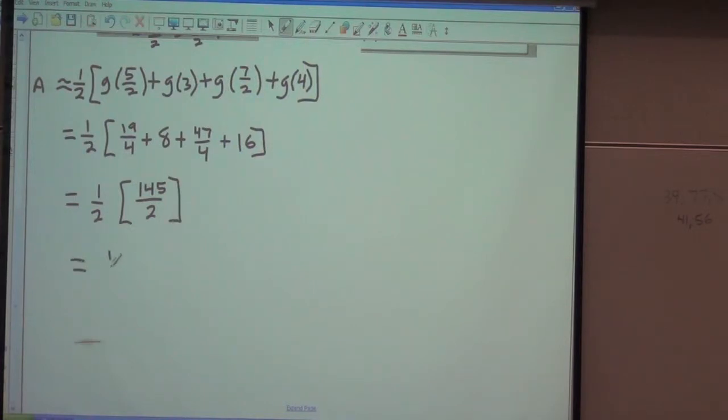So, Bailey says it should be 145 over 4, which is 36.25. People confirming that? Okay, so that would be using right endpoints.